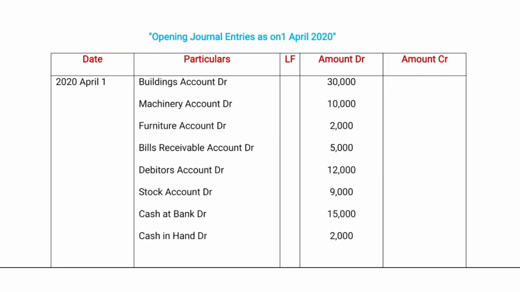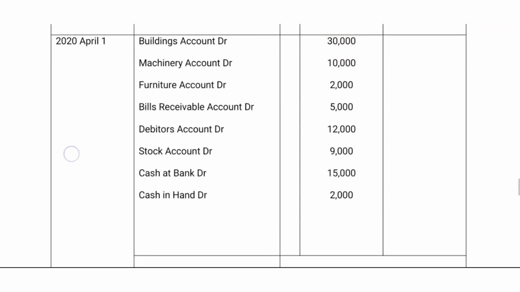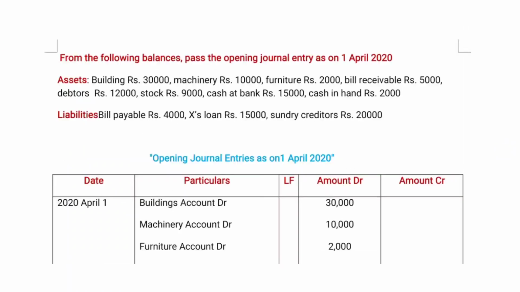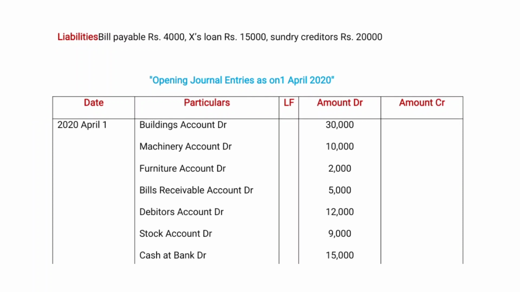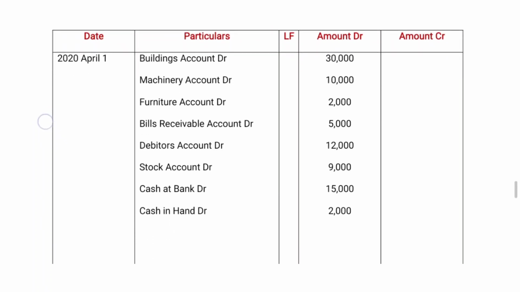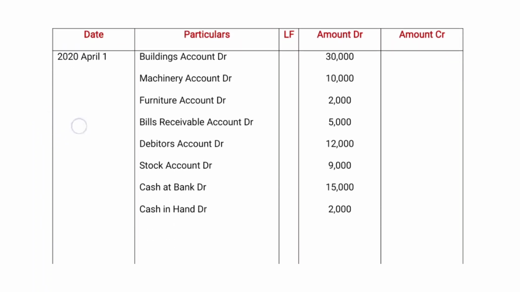Then after that, we go to posting the credit side items with the prefix of "To". We have passed all the assets already. Now coming to liabilities: bills payable 4,000 rupees, X loan rupees 15,000, sundry creditors rupees 20,000. We are coming to the opening journal entries on 1st April 2020. It is taken on the credit side with the prefix "To".